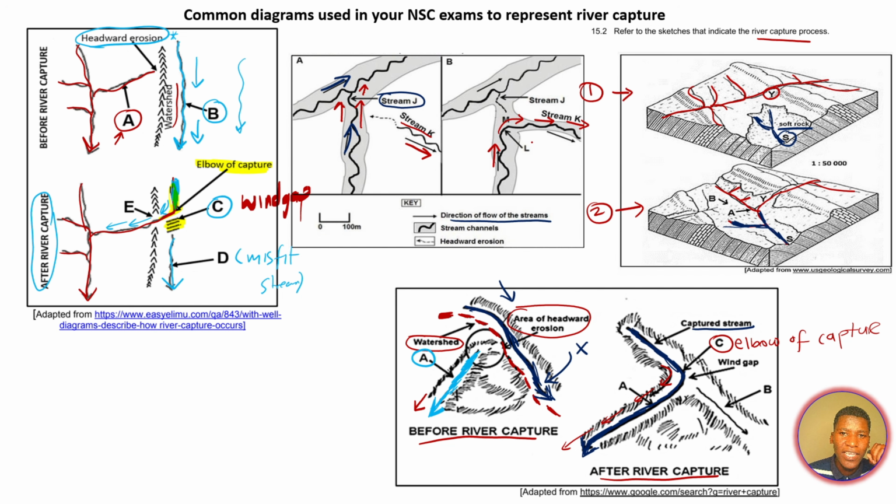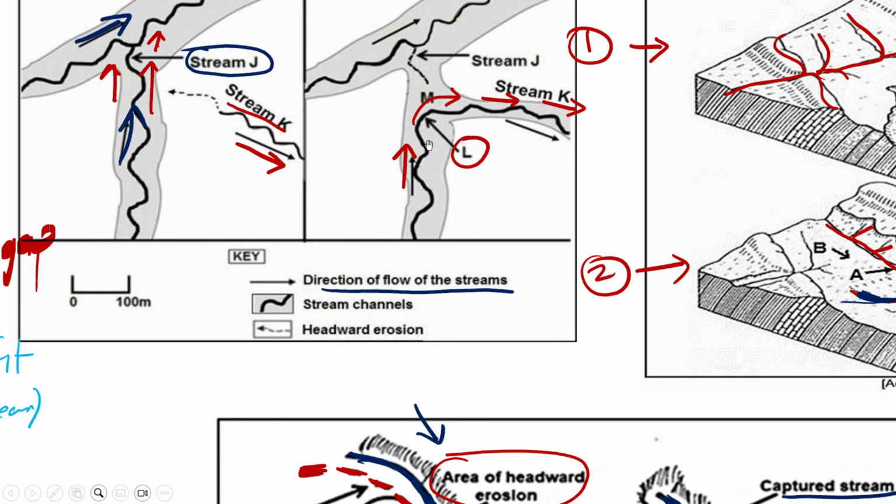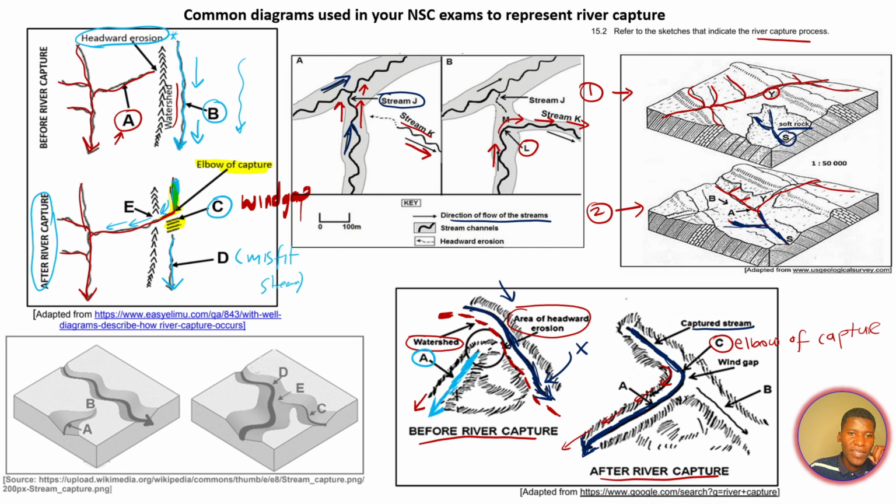L here is our elbow of capture, because that's where the river started changing direction and started flowing towards stream K. Stream J has to be a misfit stream because it has lost its water since it started changing direction and flowing in the direction of K. So M will be our wind gap, the space between this misfit stream J and the elbow of capture, which is L. So this is one of the images that they can use to represent river capture to you. Let's look at the last one.